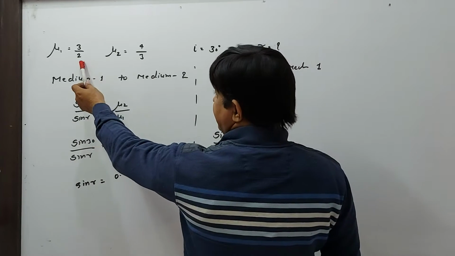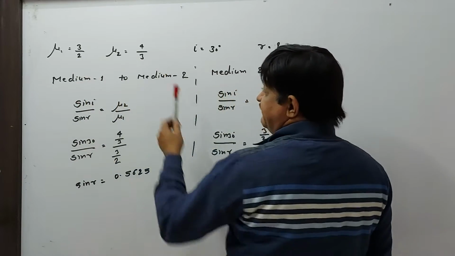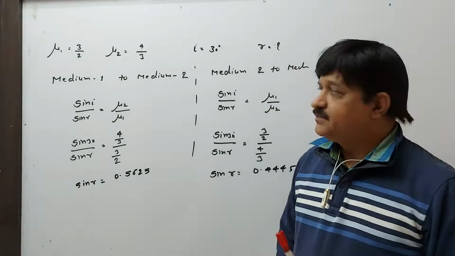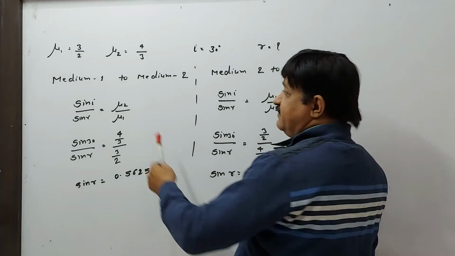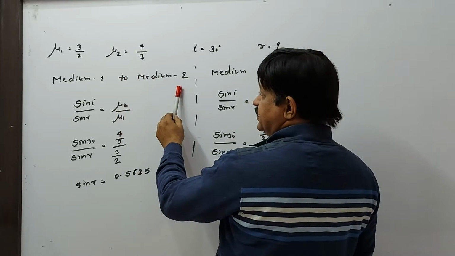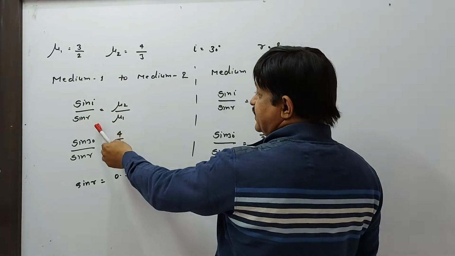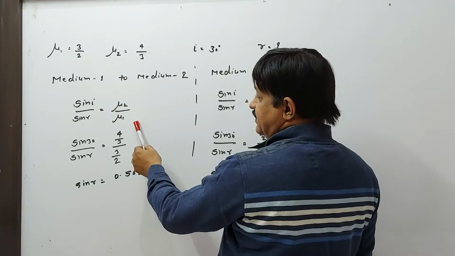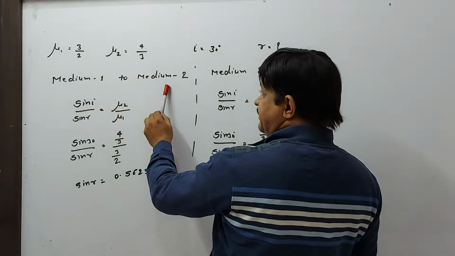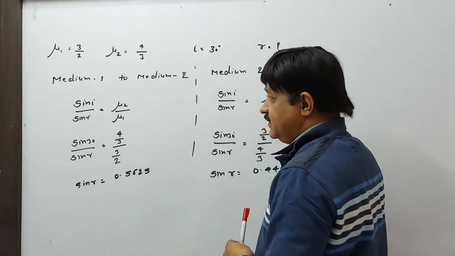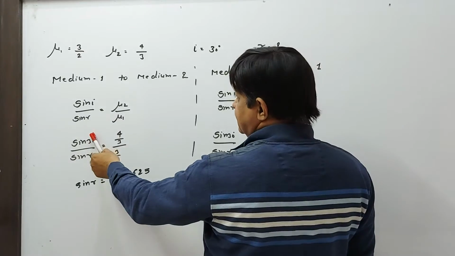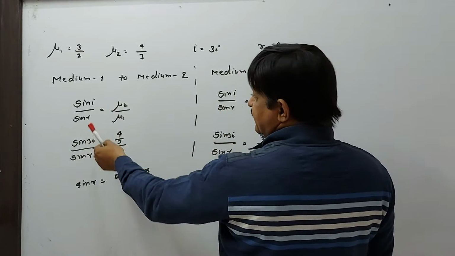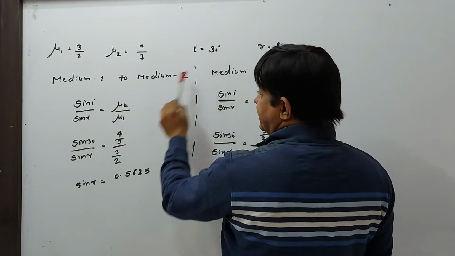First media is having refractive index 3 by 2, second media is having refractive index 4 by 3. When refraction will take place from 1 to 2, then we have sin i upon sin r as mu 2 upon mu 1. Always, जहां से हम जहां पर जा रहे हैं, so this will be at the top. So sin 30, because angle of incidence is given to be 30 degree.